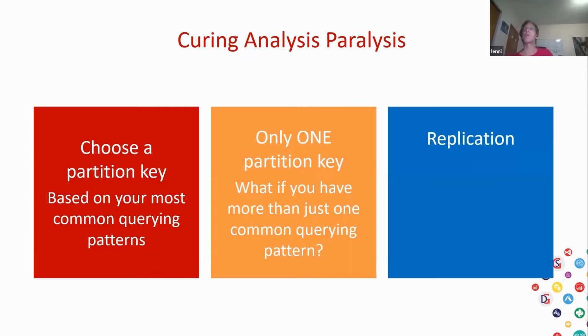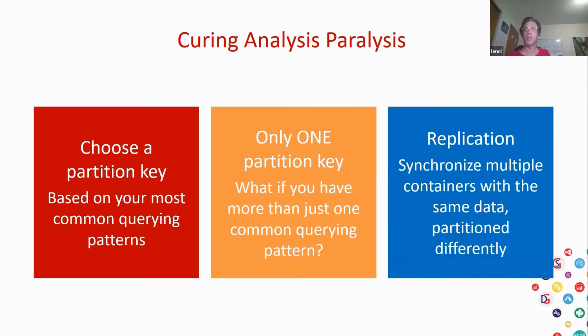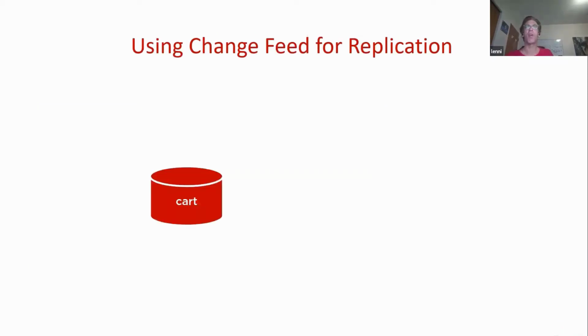In that scenario, you can create a replication microservice whose sole purpose in life is to keep two containers in sync with one another in terms of their data, but each one is partitioned differently, and therefore each one is suitable for one type of querying pattern or the other, for example.